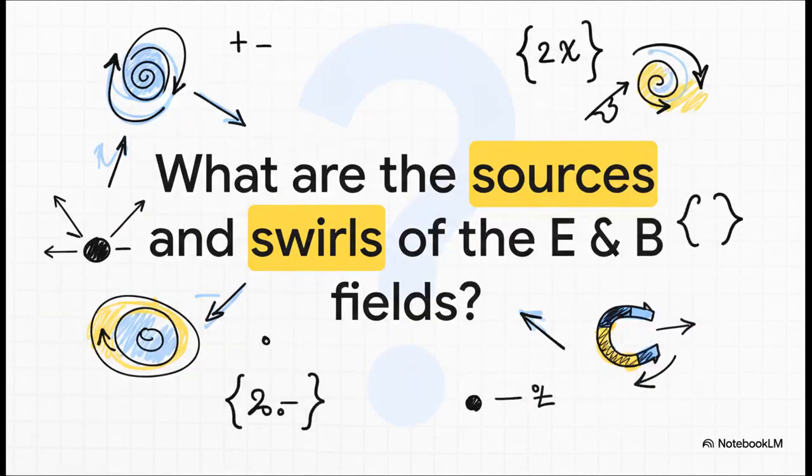And that, right there, leaves us with the final, perfect question. This is the question that connects all of this math from Chapter 1 to the actual real-world physics of Chapter 2 and beyond. What are the sources of the electric and magnetic fields? And what are their swirls? The answer to that? Well, that's Maxwell's equations. And that's a story for our next explainer.